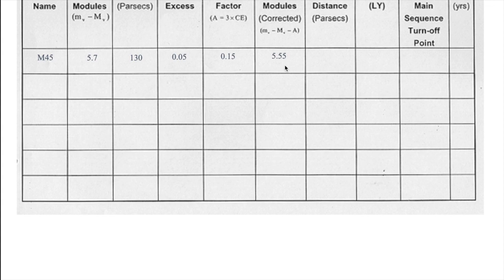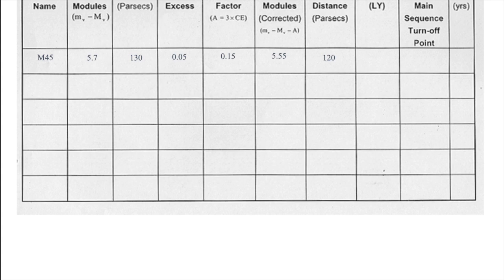Now, the same way we found the distance earlier, using the graph in parsecs, you're going to find the corrected distance. So now, instead of using 5.7, you're going to use 5.55 and correct that distance in parsecs. You already saw how to use the graph. We now say it's 120 parsecs.